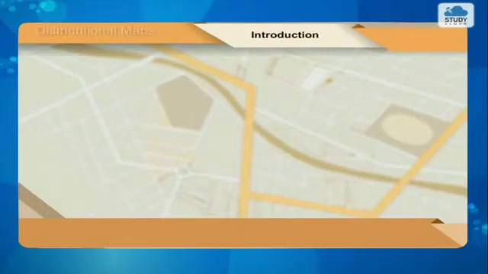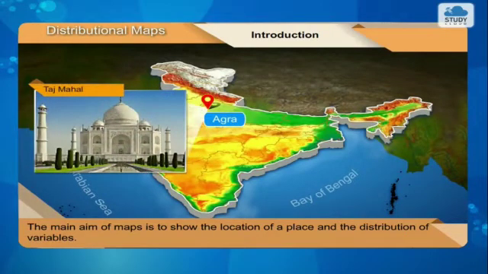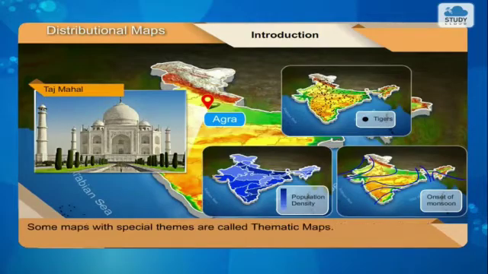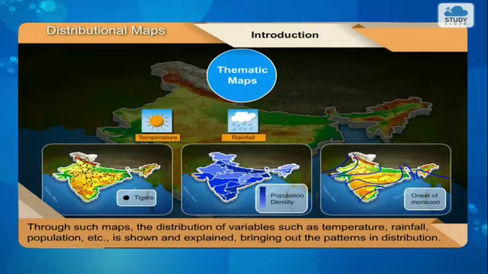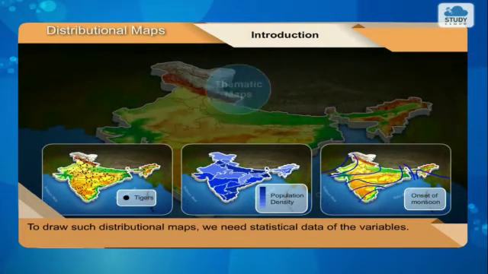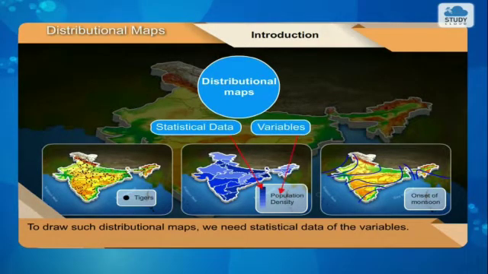Introduction. Distributional maps. As you have studied in earlier classes, the main aim of maps is to show the location of a place and the distribution of variables. Some maps with special themes are called thematic maps. Through such maps, the distribution of variables such as temperature, rainfall, population, etc. is shown and explained, bringing out the patterns in distribution. To draw such distributional maps, we need statistical data of the variables.